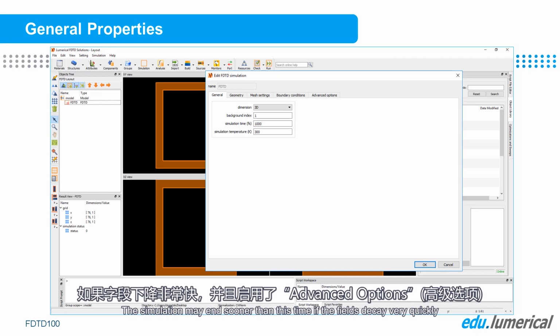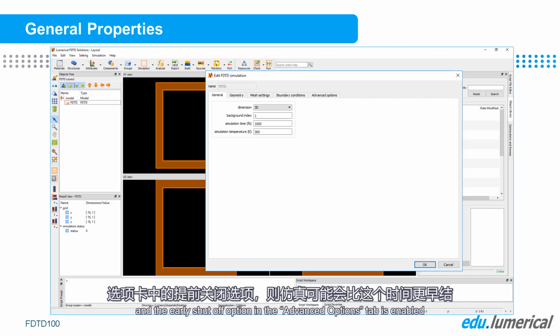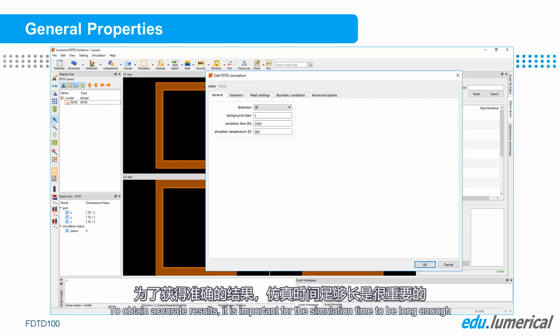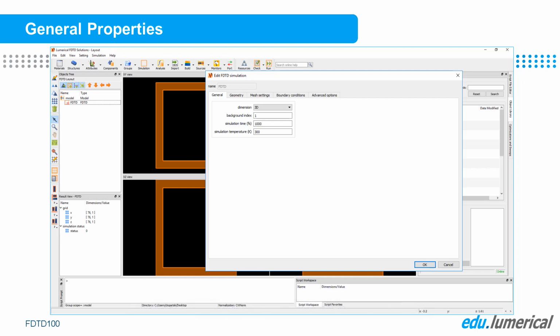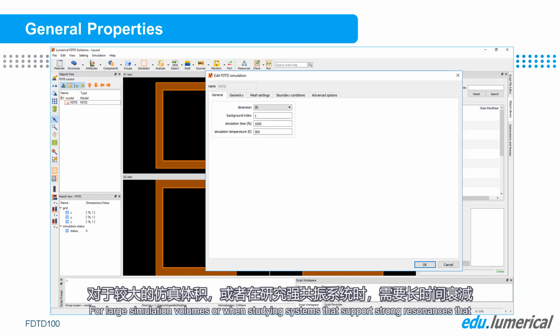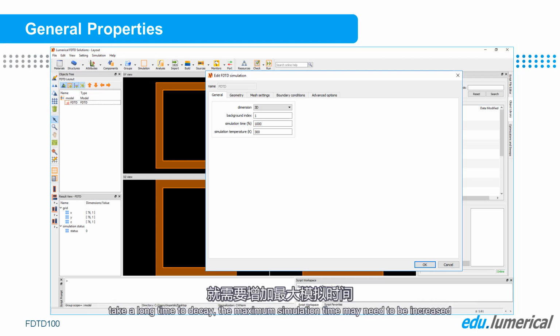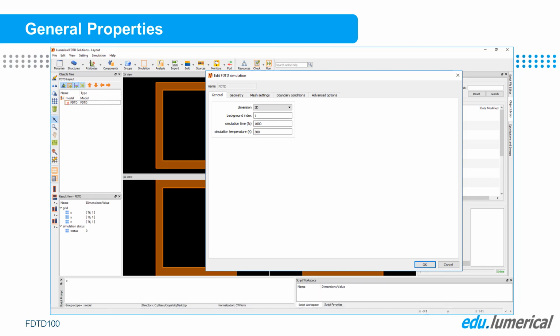The simulation may end sooner than this time if the fields decay very quickly and the early shutoff option in the Advanced Options tab is enabled. To obtain accurate results, it's important for the simulation time to be long enough so fields can propagate through the simulation volume and fully decay. For large simulation volumes, or when studying systems that support strong resonances that take a long time to decay, the maximum simulation time may need to be increased.